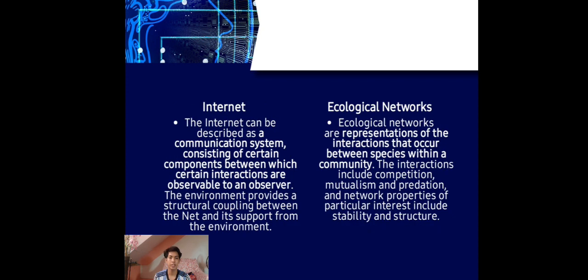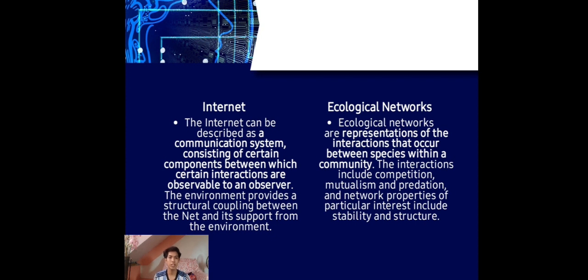Next is the Internet. The Internet can be described as a communication system consisting of certain components between which certain interactions are observable to an observer. So the environment provides a structural coupling between the net and its support from the environment.